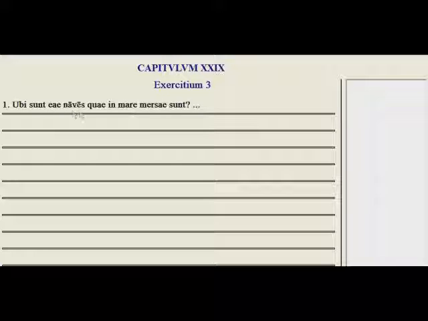Ubi sunt eae naves quae in mare mersae sunt? So where are those ships which have been sunk in the sea? And the answer is eae naves quae mersae sunt in mare in fundo jacent. They lie in the depths or on the bottom of the sea. In fundo maris jacent. Okay, go through the rest of those exercises, and when you have those down, we'll go back to lesson 2.